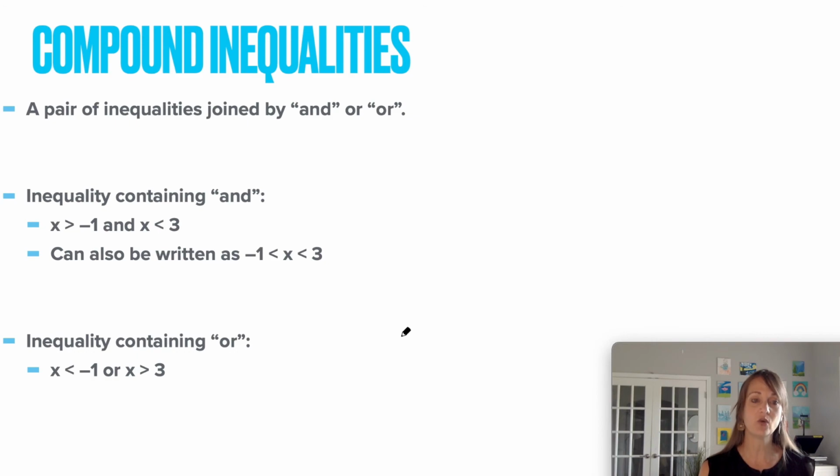Okay, compound inequalities are joined together by either an and or an or. The inequality that deals with the and can be written as either x is greater than -1 and at the same time it must be less than 3.